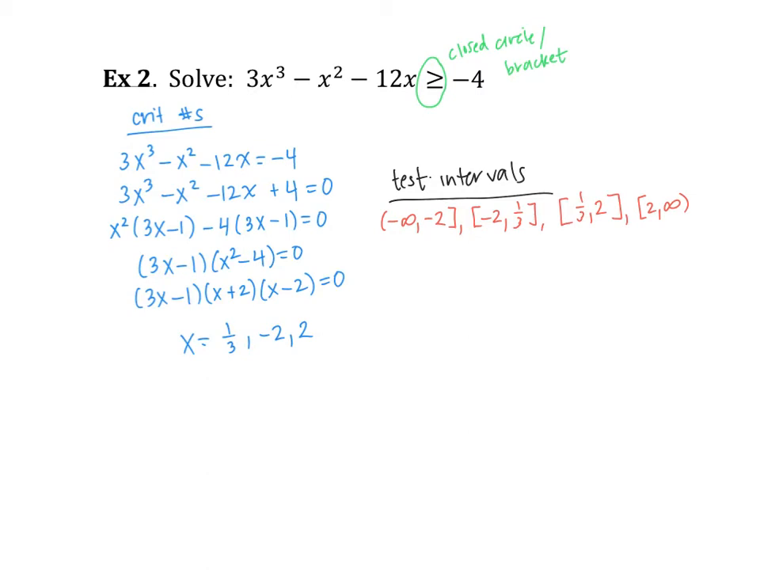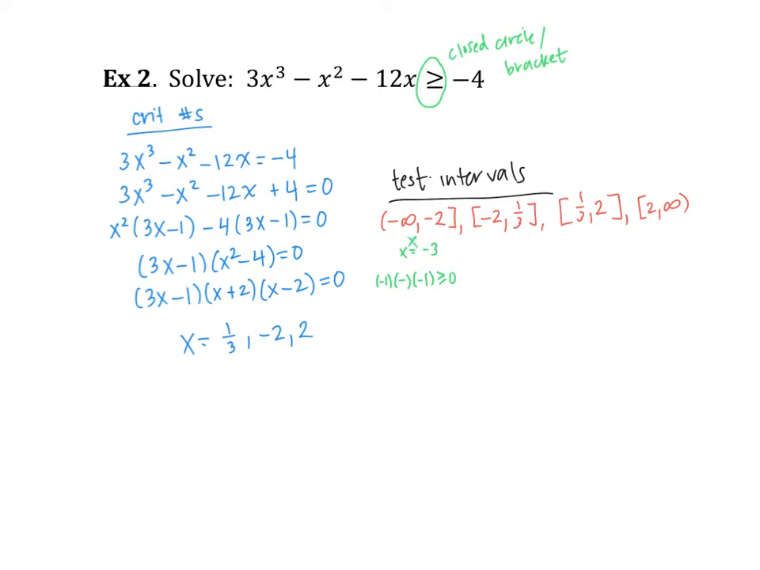Often the solution intervals alternate, but they don't have to, especially if there's an even exponent involved. Okay, let me check. Negative infinity to -2, I'm going to try x equals -3. And again, you do not need to show me your work on your checking. I'm going to assume you checked it. I plug it in factored form because I'm lazy and it's easier. 3 times -3 minus 1 is going to be a negative. -3 plus 2 is a negative. -3 minus 2 is a negative. Is all that going to be greater or equal to 0? No.